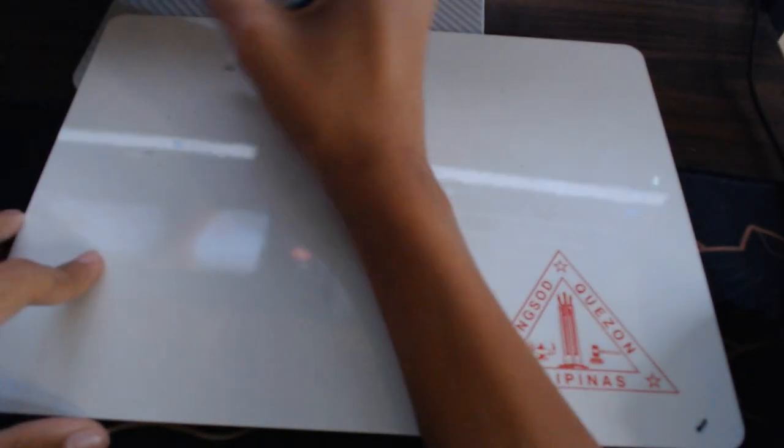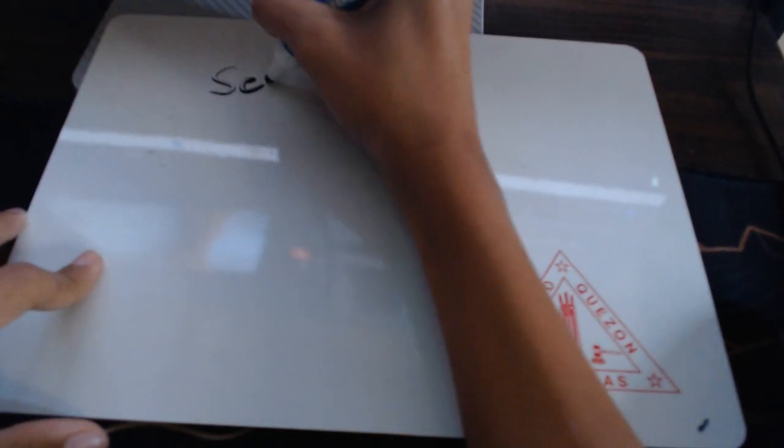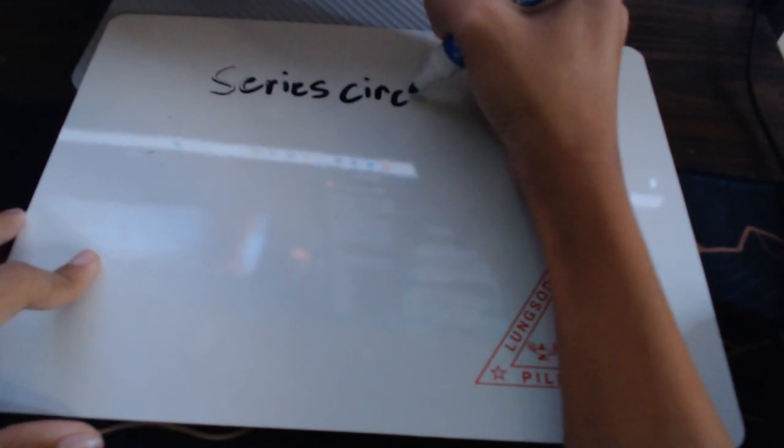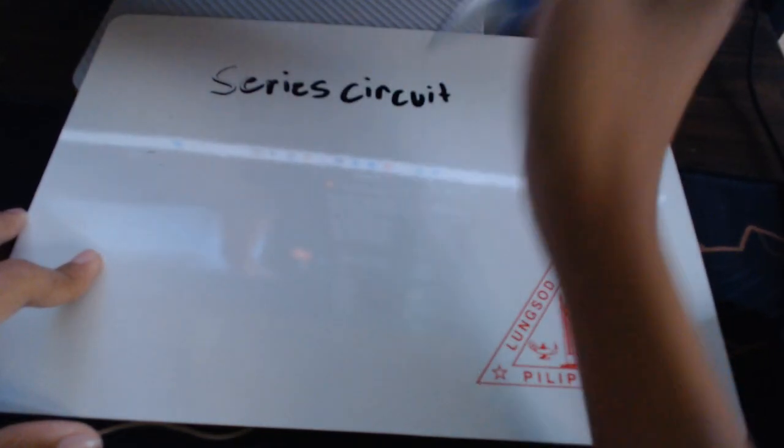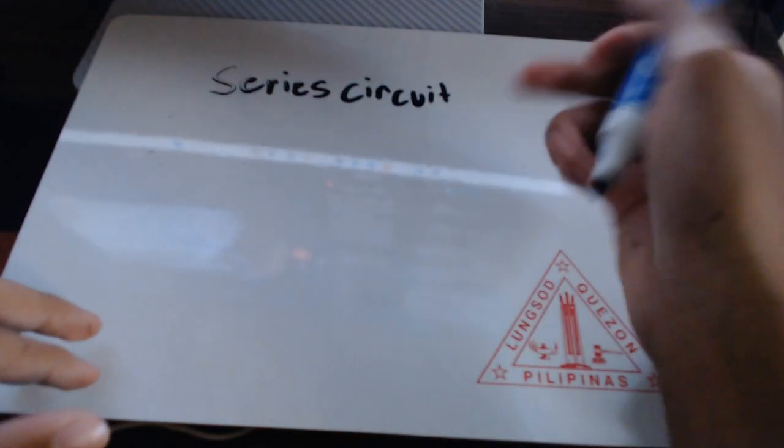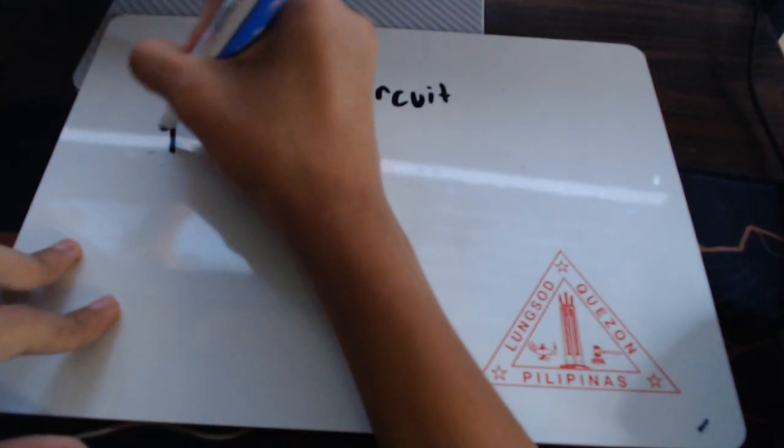Before we solve our combination circuit, let's review the basic rules for series and parallel circuits. First, series. Good. First, let's talk about series circuits. In a series circuit, there's only one path.